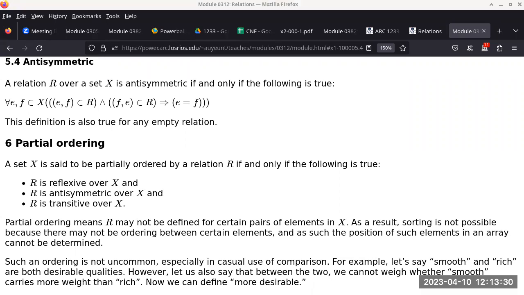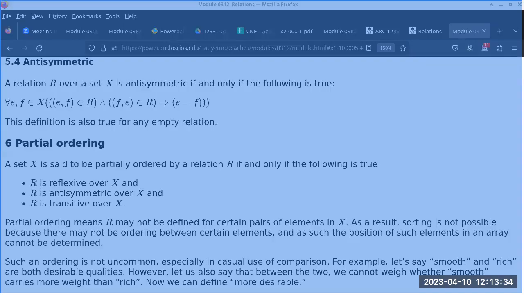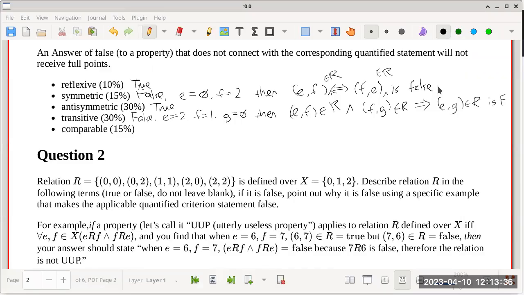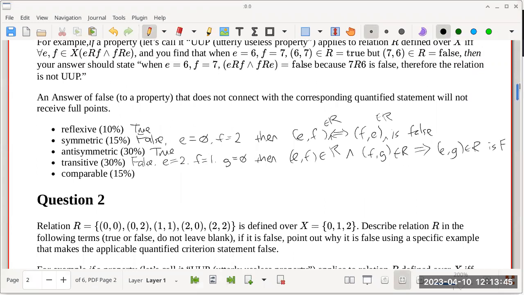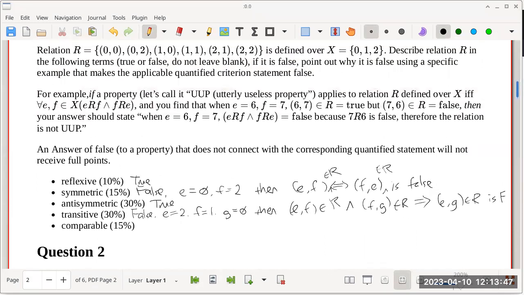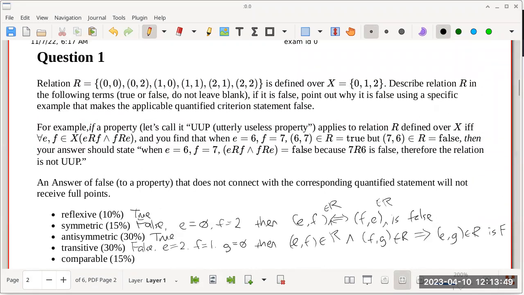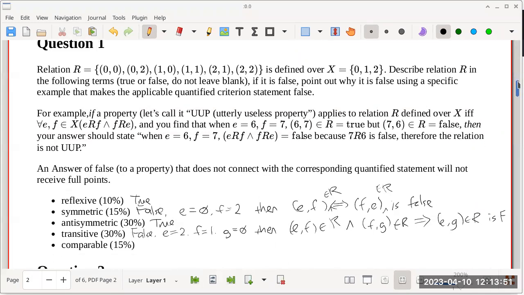All right, so let me switch back to the test itself. And let me see if there are any questions about this specific example. And let me get back to here and scroll up a little bit so that we can see the original question itself. There we go. Okay, so questions.